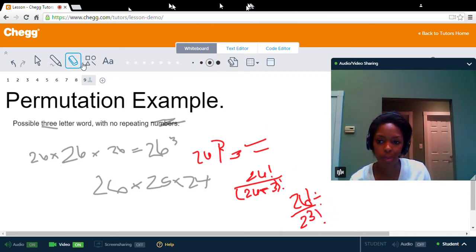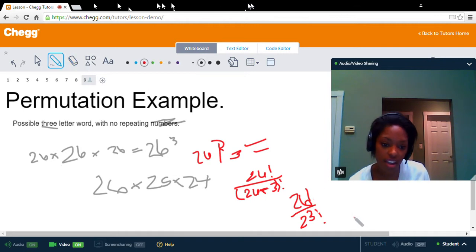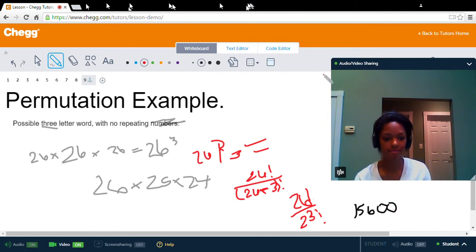And this is where I broke out my calculator. But you can just go ahead and do it in your calculator, and then you'll end up with 15,600. That's how many different words you can get. Thanks, guys.